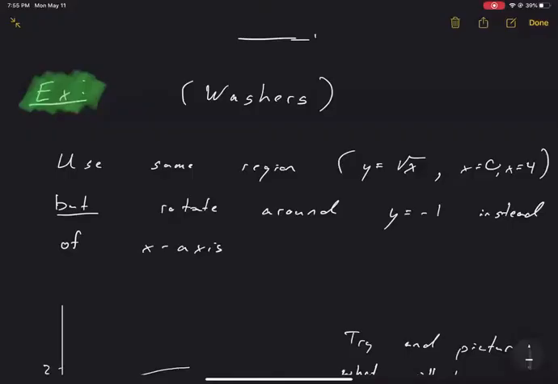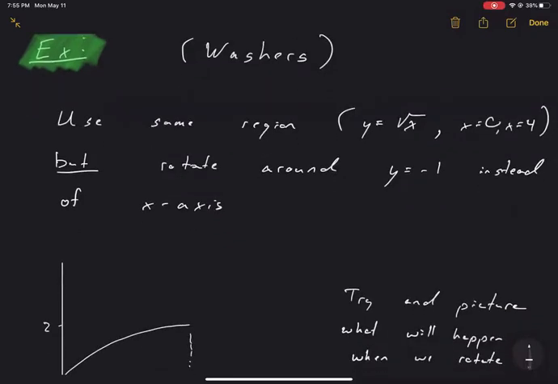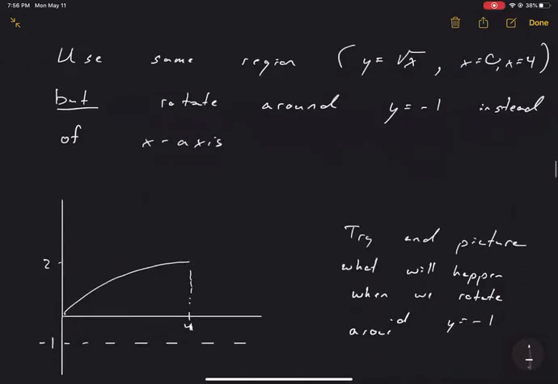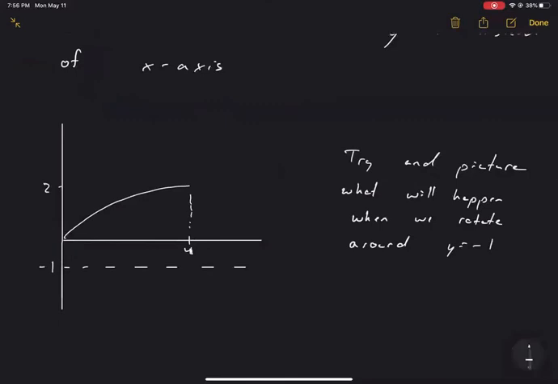So to make clear the difference between a disk and a washer, let's use the same exact region as in the previous problem. So let's use the same curves, y equals square root of x, y equals 0, and x equals 4. But this time, instead of rotating around the x-axis, let's rotate around the horizontal line y equals -1. Okay, so I'm starting with the same region, but instead of rotating around here, I'm actually going to rotate around this. Okay.